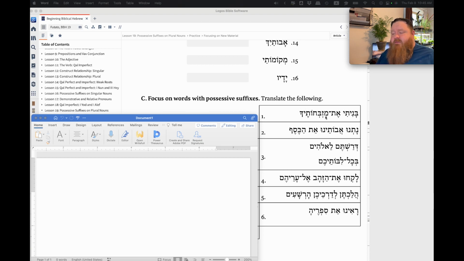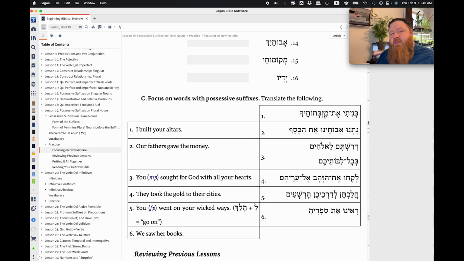This isn't just any mizbeach or any mizbachot. These are your mizbachot, all right? And so these are specific, so they are definite, but when you have this possessive suffix, you're not going to have the definite article on the noun. So this definite direct object marker is proper. It is marking the direct object of the verb, and that direct object is definite, even though it doesn't have the article. We know it's definite because these are your mizbachot.